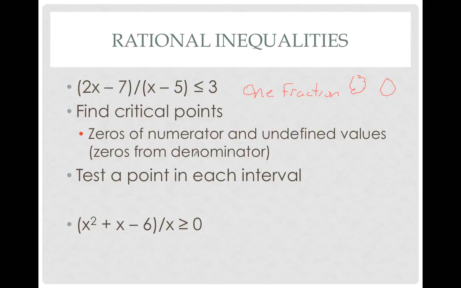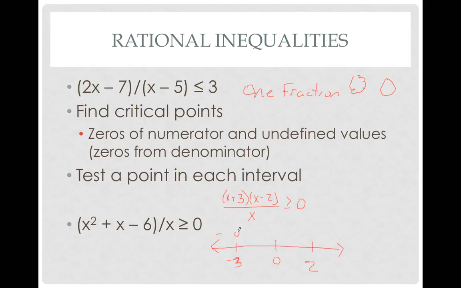So we could do something like this. In this numerator here, we get x squared plus x minus 6. Well, that's going to be x plus 3 and x minus 2, all over x, greater than or equal to 0. And then our critical points are going to be negative 3, 0, and 2. 2 makes that 0, negative 3 makes that 0, and 0 makes that 0. And then we just get to plug in some points. If I plug in negative 4, I get negative, negative over negative, which means it's negative.